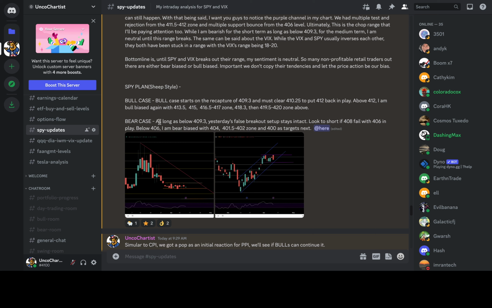Bear case scenario, as long as price was below 409.3. Bull case scenario, I wrote right here. Bull case starts on the recapture of 409.3. It must clear 410.25 to put 412 in play. Above 412, I am bull biased with 413.5 in play and higher price levels. These were not predictions. These were just plans of reactions based on what the price was going to do.